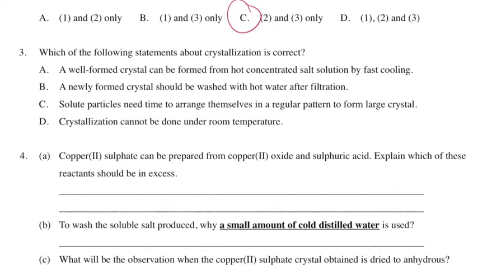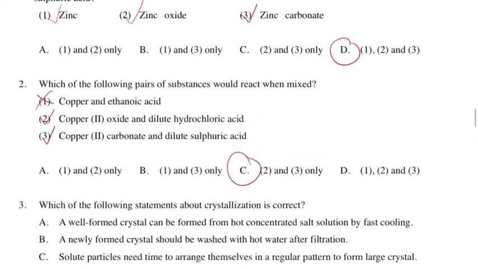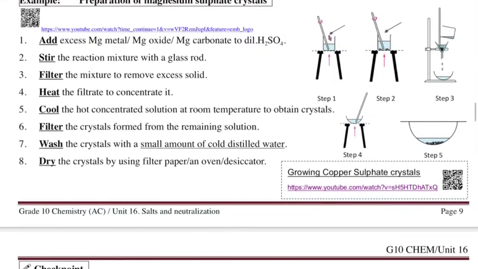Next one. Question 3. Which of the following statements about crystallization is correct? So crystallization refers to the process that we have mentioned on the previous page. So this part. Okay, so by heating the filtrate and then letting it cool to form the crystals, this process we call crystallization.